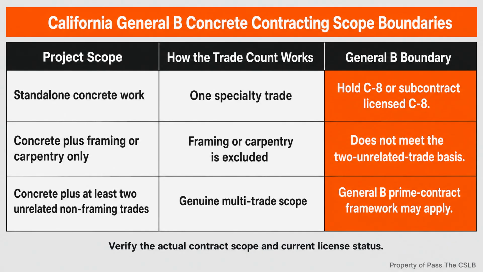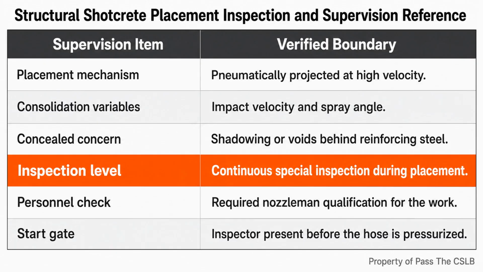Shotcrete cannot be supervised as though quality can be reconstructed later from a finished surface. The application itself is the event that must be observed. The California Building Code requirement identified in the research is continuous special inspection during shotcrete placement. Continuous means the special inspector is present for the placement operation, not merely available somewhere on the project, and not arriving after the wall is already covered.